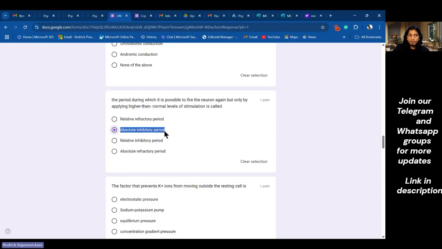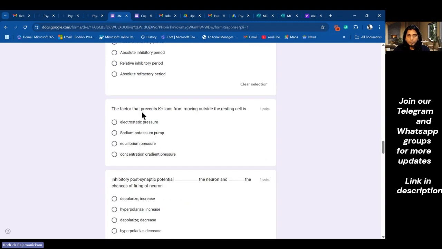There may be a point until which no further action potentials are possible. That is the absolute refractory period. What we are dealing with here is the relative refractory period. Okay, it's not inhibitory period. That's not the technical term, at least.